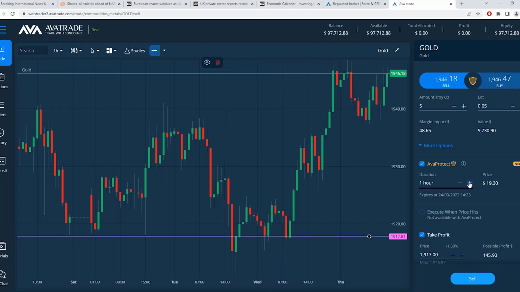AvaProtect for my couple days. And now I start to adjust my trade size for that setup. And I go back to my risk of around 255, the cost of the protection. And now I see I've got double the possible profit. So now you see how it helped me with my risk management.